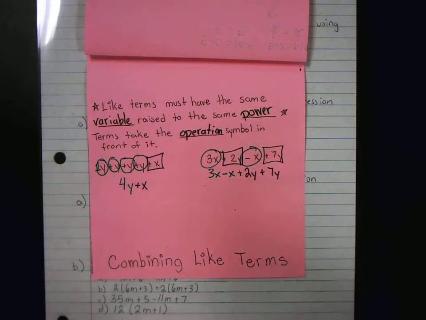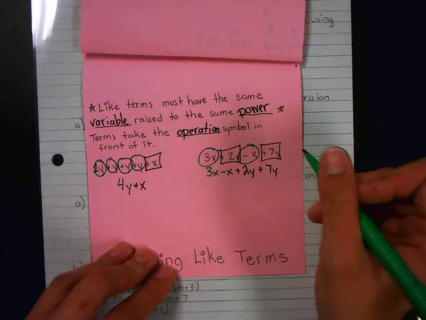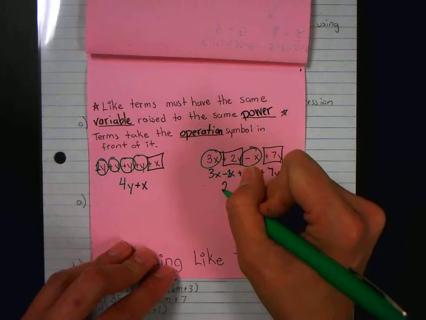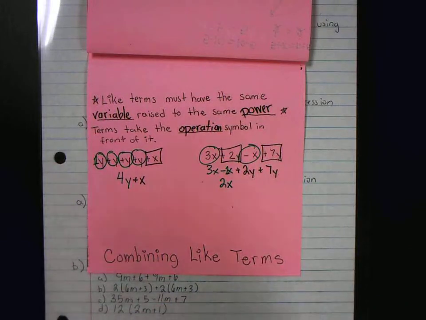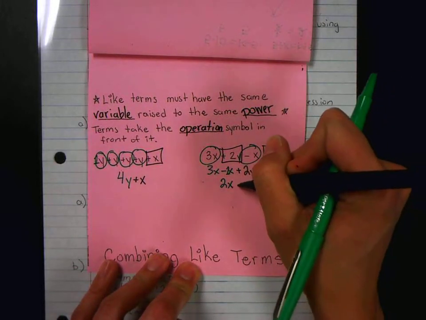Now it looks a little cleaner. I put my x's together, my y's together. Now I can combine like terms. 3x minus 1x, because remember the coefficient in front of a variable is just 1. That's going to give me 2x. And then I've got 2y plus 7y. That's going to be 9y. I'm going to take the operation sign in front. Positive 9y.